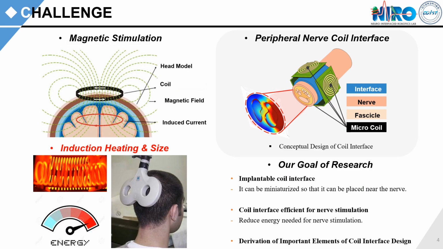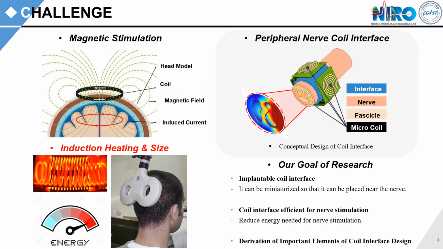To address these issues, magnetic stimulation has been proposed as an alternative to electrical stimulation. Magnetic stimulation uses a rapidly changing magnetic field to induce electrical currents in the target tissue without direct contact. This method is non-invasive and can be more focused, reducing the risk of off-target stimulation and tissue damage. While it offers several advantages, magnetic stimulation has its challenges.